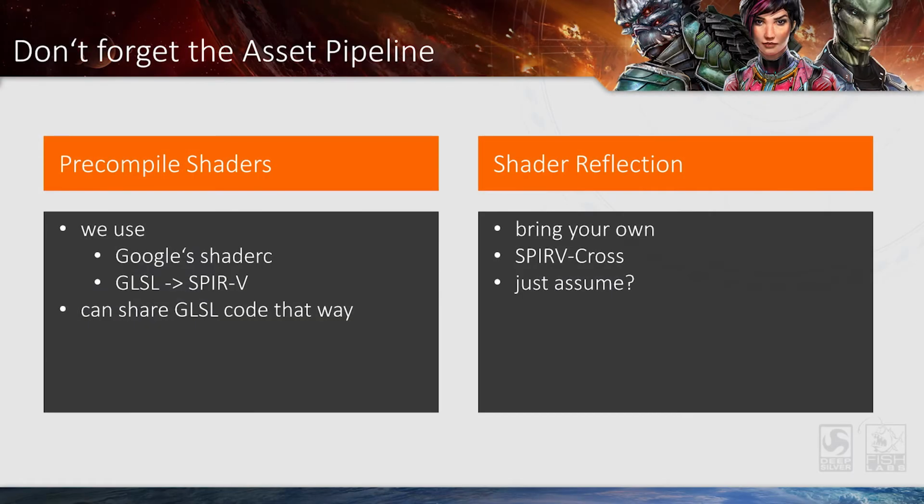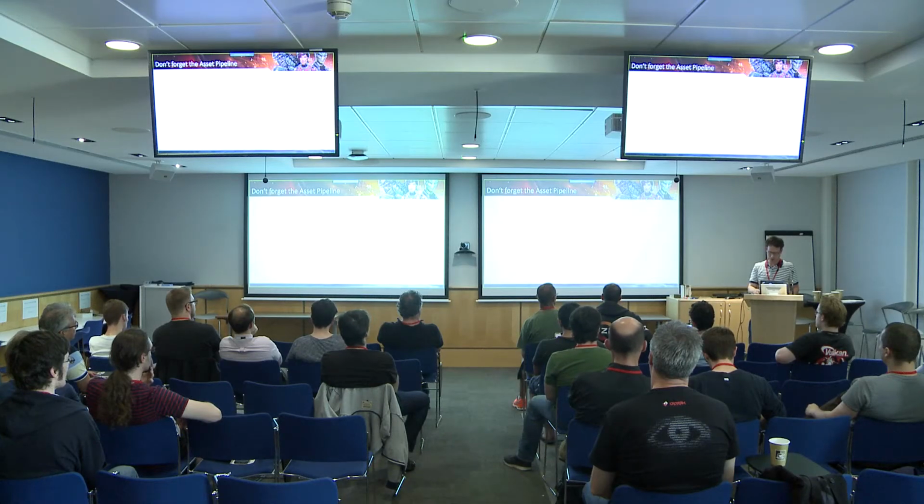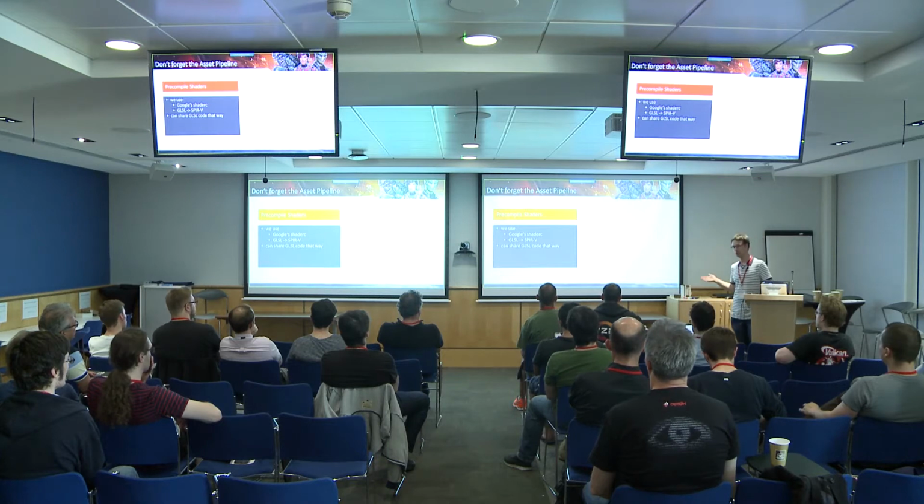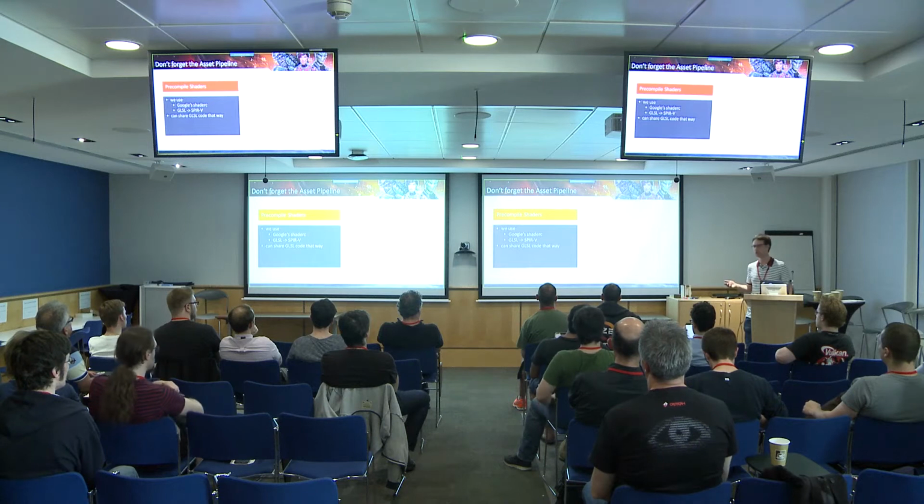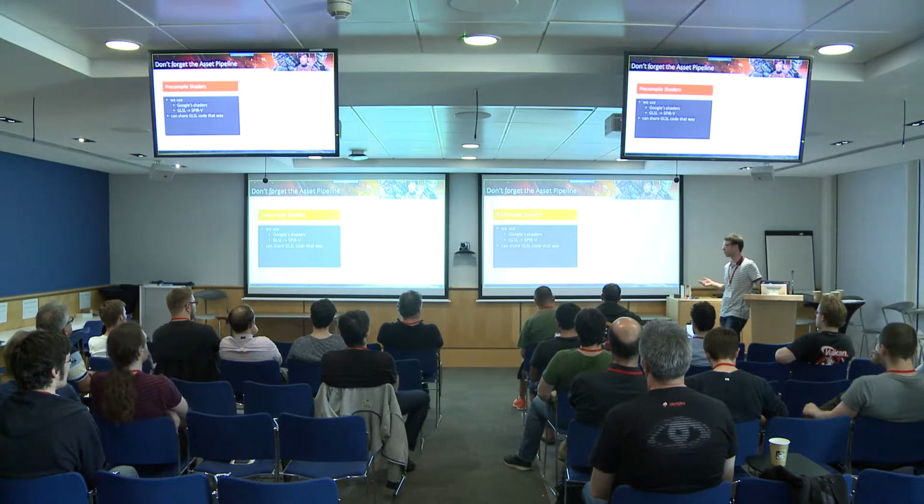Then what's also different with Vulkan is that you have to think about your asset pipeline. Actually, one of our asset tools guys is here today. Maybe you've already talked to him, so if you have any questions about that, you can talk to him. But with Vulkan, you cannot use any source shaders, so you have to pre-compile your shaders. What we use is Google's ShaderC, and it translates our GLSL code into SPIR-V. And this has, of course, the advantage that we can reuse our GLSL code and don't have to write any specific Vulkan shader code. So we can share that code between OpenGL and Vulkan.